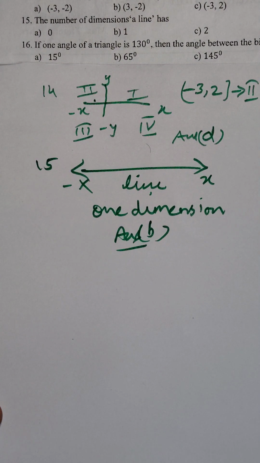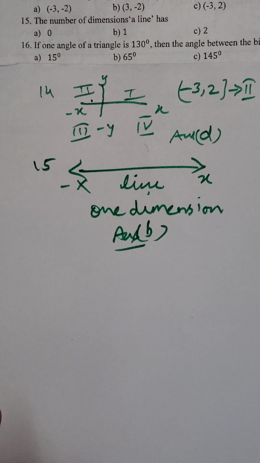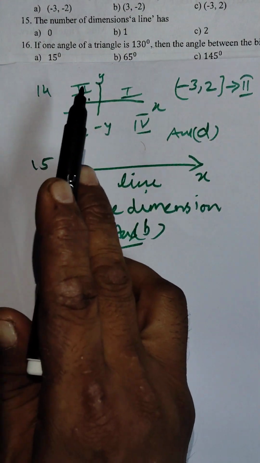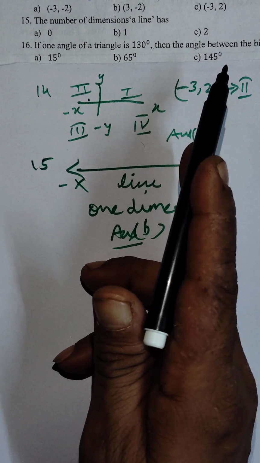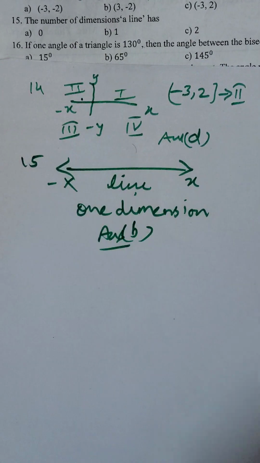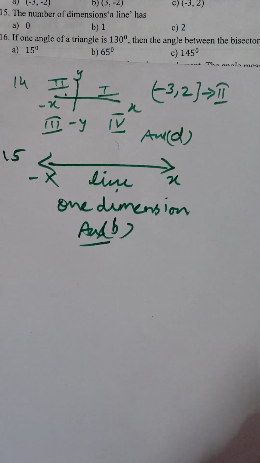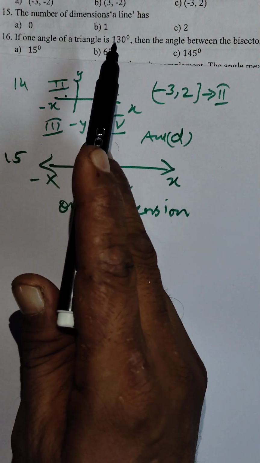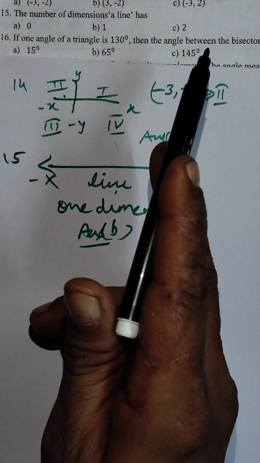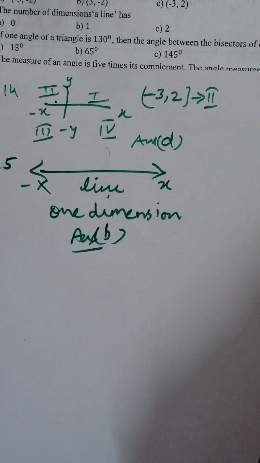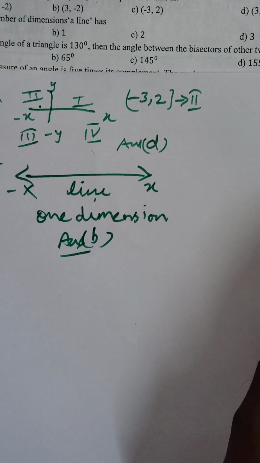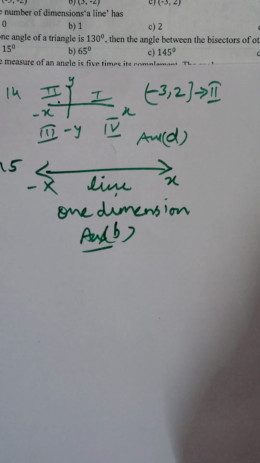Next question number 16. Question 16 is about angles. If one angle of a triangle is 130 degrees, then the angle between the bisectors of the other two angles will be. So one angle of the triangle is 130 degrees. The other angles, the bisectors of the other two angles. So there is a triangle.